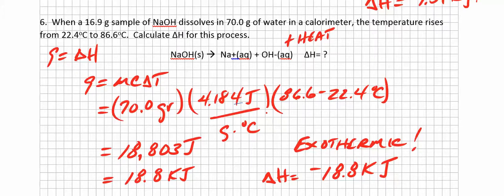That's 18.8 kilojoules. I just move the decimal place over 3 places to the left. Remember that this is an exothermic process for the reasons I've just spoken about. So when I write the answer, I'm not going to forget to put that negative sign there. I'm going to report my answer as negative 18.8 kilojoules.